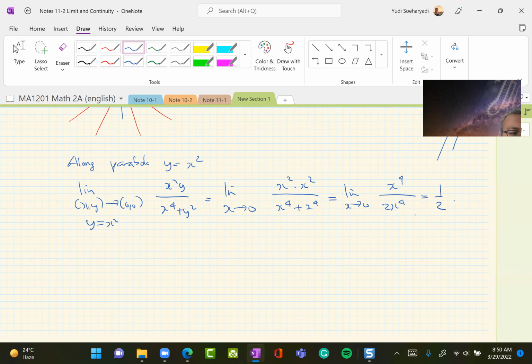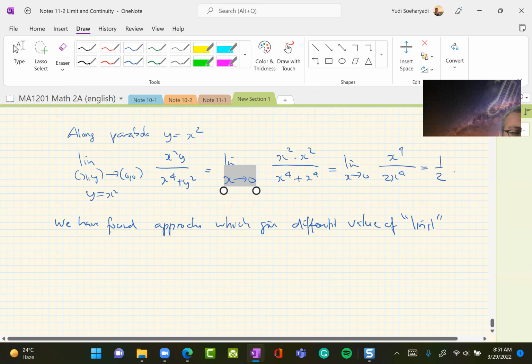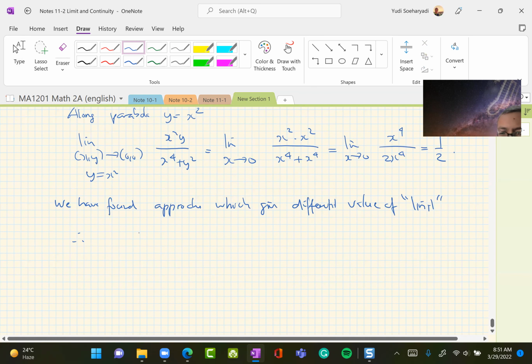Okay, so we have found approaches which give different values of the limit. It's not really a limit. To say limit, it must exist first. Then the limit does not exist.